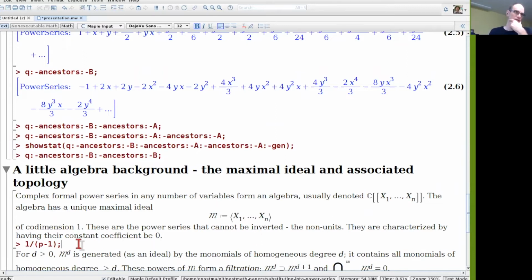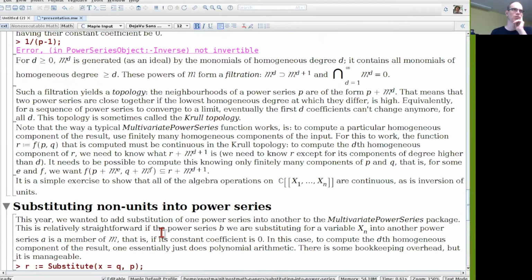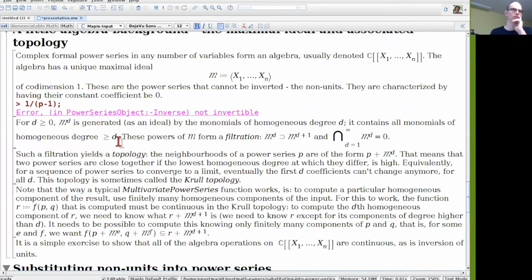So as an example, if you recall, P was defined up here as basically e to the power x plus y. That means that P minus 1 has constant coefficient 0, and that means it cannot be inverted within the domain of formal power series. So if we attempt that, we get an error message. This error message.